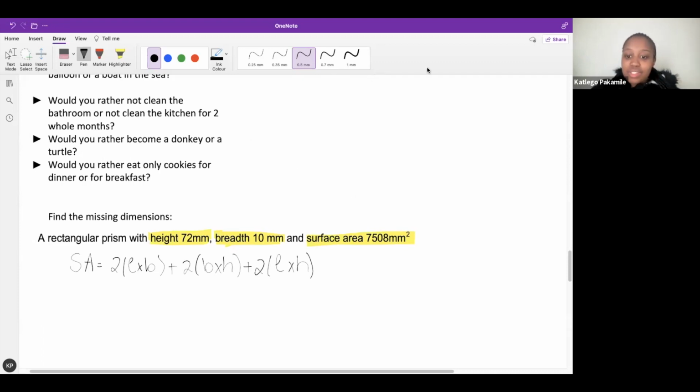Let us see what we have. We've been given the surface area. Where do I substitute the surface area? Where do I substitute the surface area, guys? The part that says what in my formula?